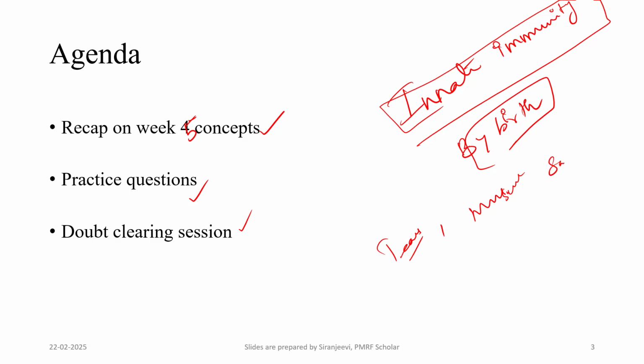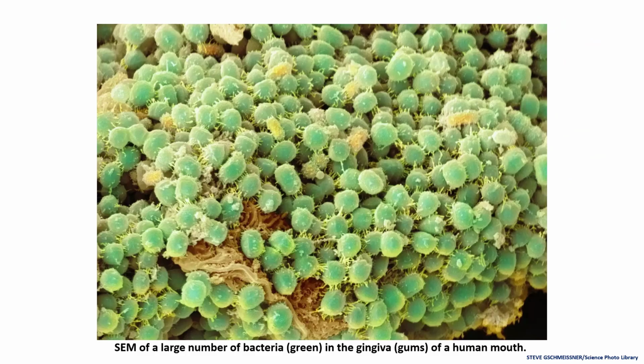For example, saliva is a great part of the innate immunity. The skin will secrete a certain kind of sebum, which also serves as an innate immunity mechanism. The texture of the skin also works as a good innate immunity barrier. So that is what we are going to see, and why this is needed.